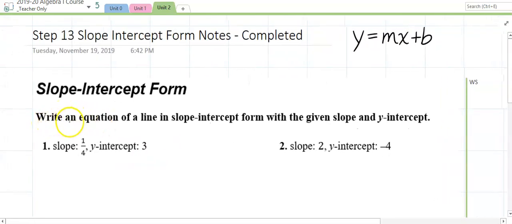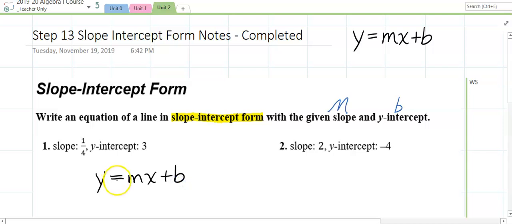Our first example asks us to write an equation of a line in slope-intercept form with the given slope and the given y-intercept. Now, if you remember from step 12, the slope was the m, just like a ski slope. Looks like the letter M. And the y-intercept is the b in this formula. So whenever it asks for slope-intercept form, you're automatically going to start with y equals mx plus b.